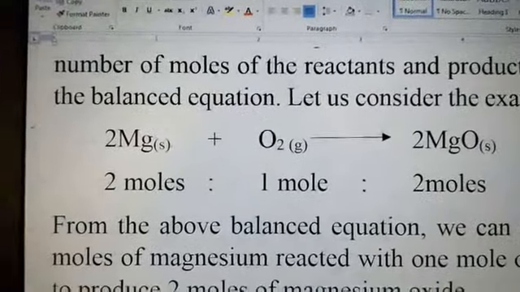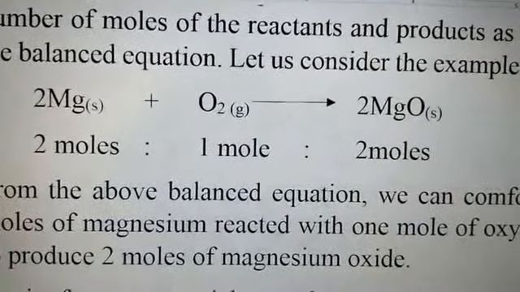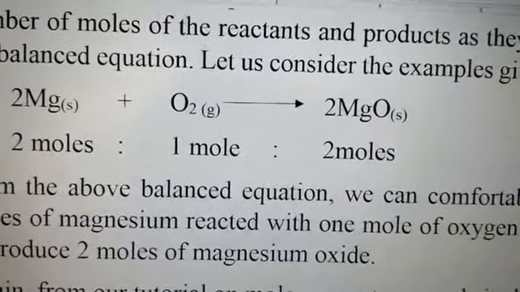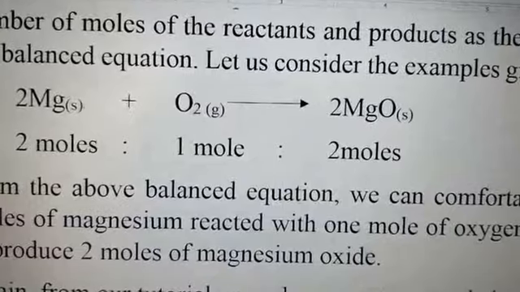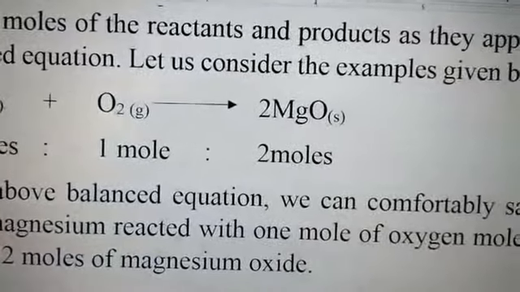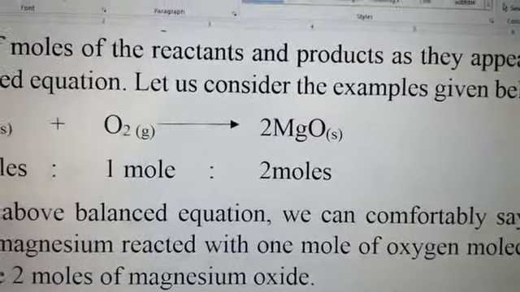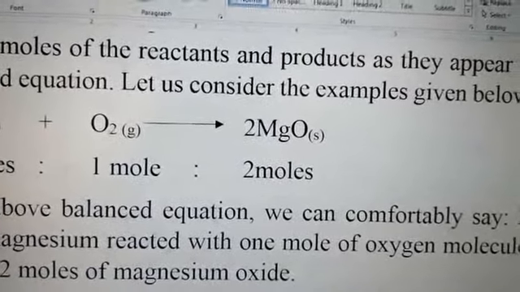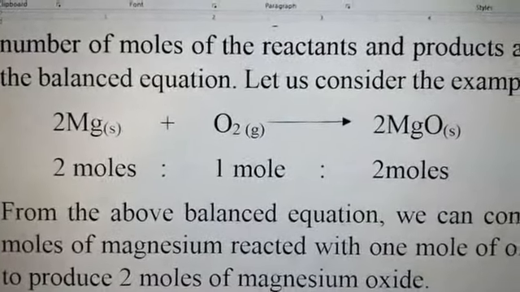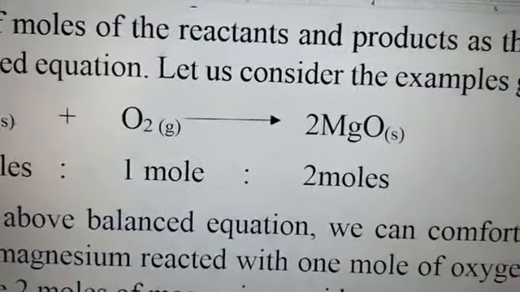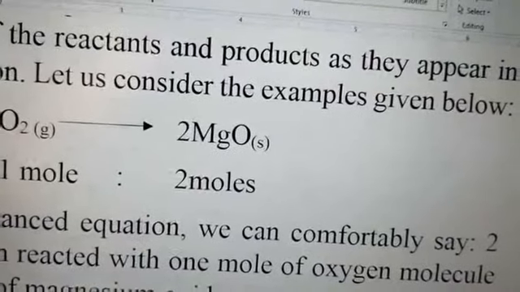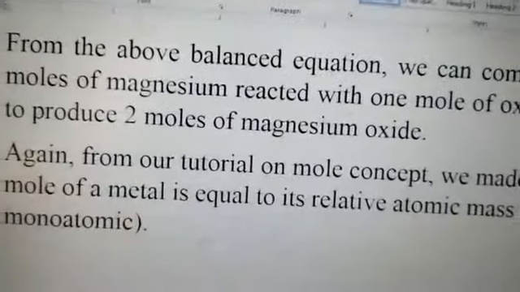So 1 mole of magnesium is equal to the atomic mass of magnesium. But oxygen is diatomic, O2, so 1 mole of oxygen will not be equal to the atomic mass of oxygen. And then MgO is a compound, so 1 mole of MgO is equal to the molar mass of the compound. A monatomic element is classified by its relative atomic mass, while a diatomic substance like oxygen is classified using its molecular mass, and a compound is classified using its molar mass. So let's go on.